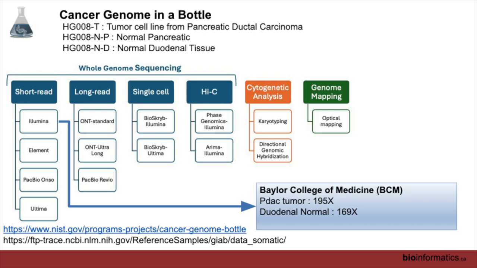So I've taken the raw sequence data, some of the aligned sequencing data, and I've cut it down to a very small size that we can run through some programs and see what happens. The specific data set I'm using is an Illumina data set, short reads from Illumina that was generated at BCM, which includes one of the normals and the tumor, sequenced to 195X and 169X. That's the coverage, and I'll talk a bit about that.